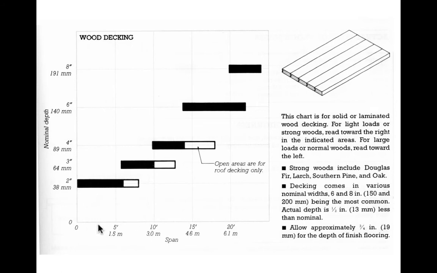So here, for example, if we want to have, say, a 12-foot span, we read over 12 feet is about here. We go up, we can do this for roof decking at 3 inches, but really we're probably likely to have a 4-inch deck if we're trying to get over 12 feet.